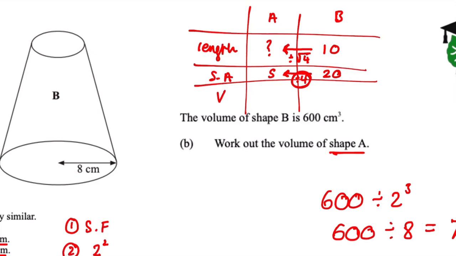Okay, and the square root of 4 is 2. So we would just divide by 2, and that would get us 5. And if you went around and did this again, 5 to get to 10, you multiply by 2.